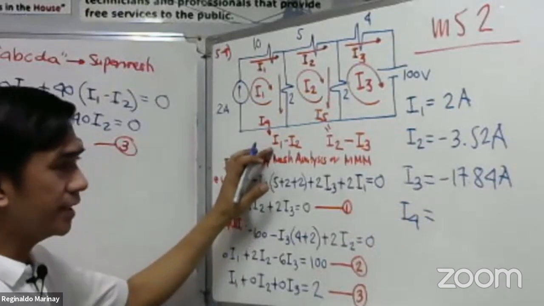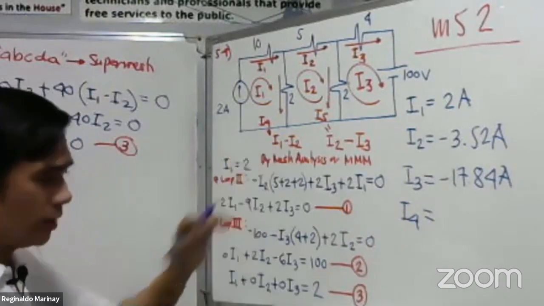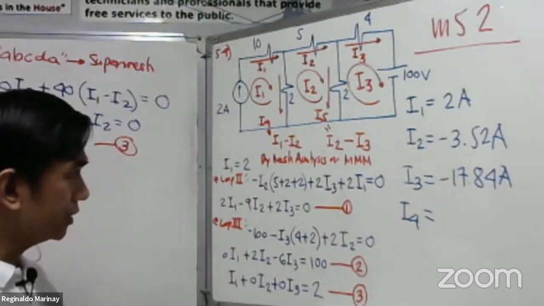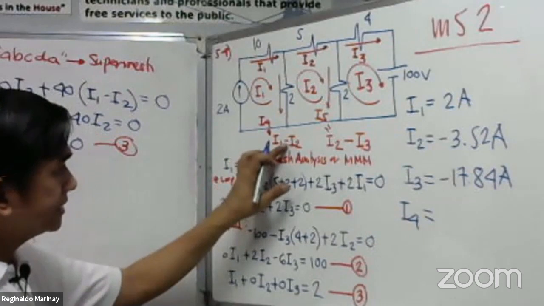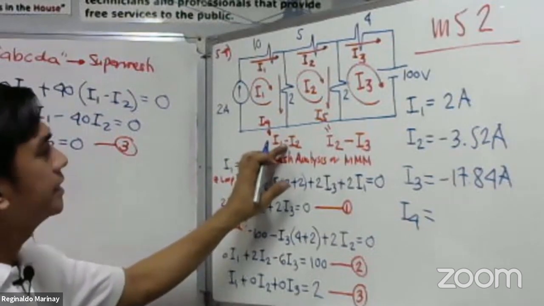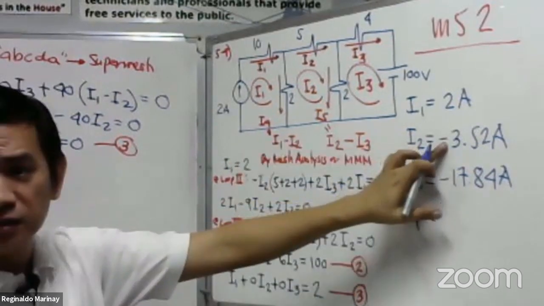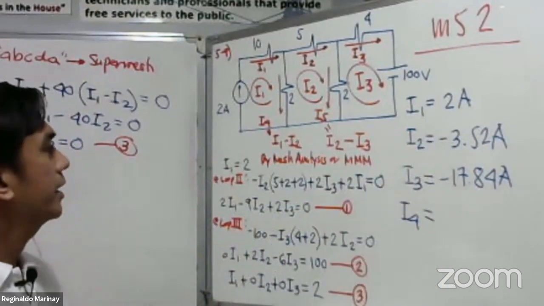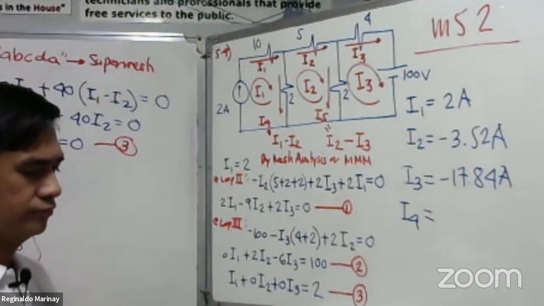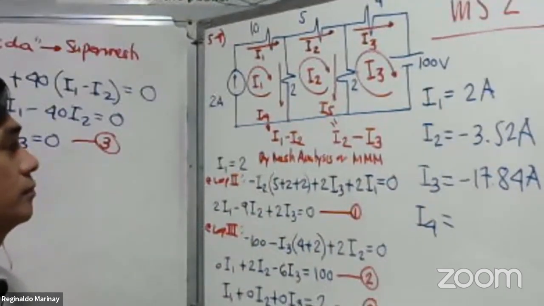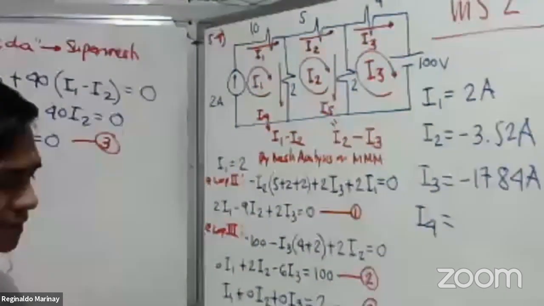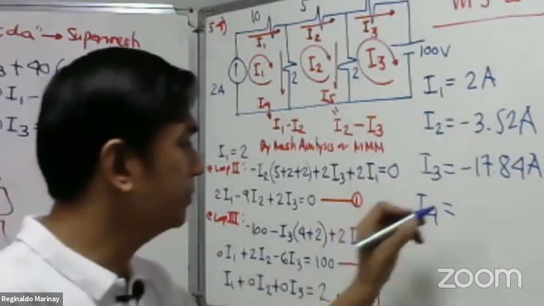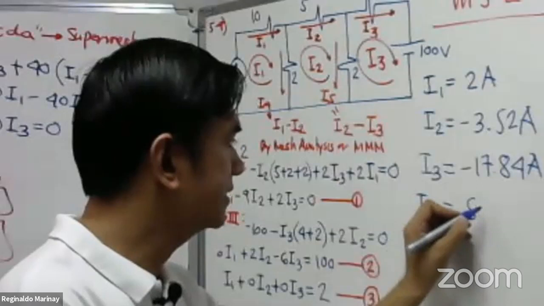I will input already the given. So our I sub 1 is 2. Okay, mode 1 in your calculator. So that will be 2. Then it says here minus, and this is minus, so that will become plus. Minus, minus, that will become plus. So we have 3.52 equals. So we have here 5.52 amperes positive.